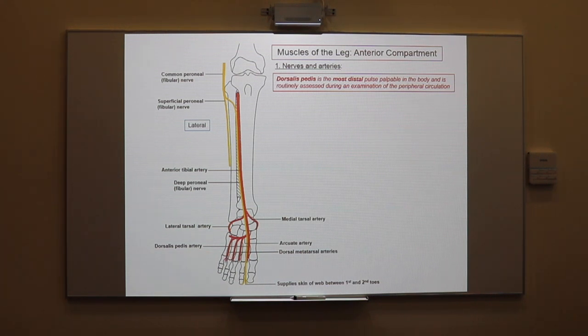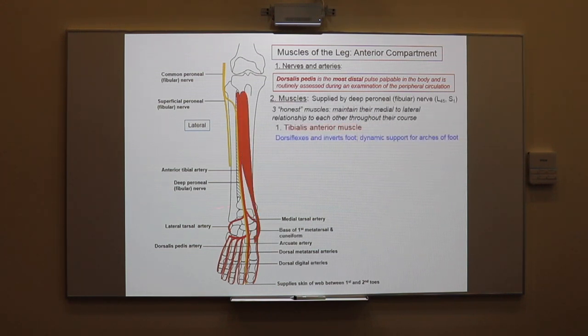If we look at the muscles here, put up the muscles. So the first muscle here is the tibialis anterior muscle, and this tibialis anterior muscle arises from the anterior lateral aspect of the tibia. So anterior medial aspect of the tibia is subcutaneous. The anterior lateral aspect of the tibia is going to give rise to this muscle, which is the tibialis anterior.